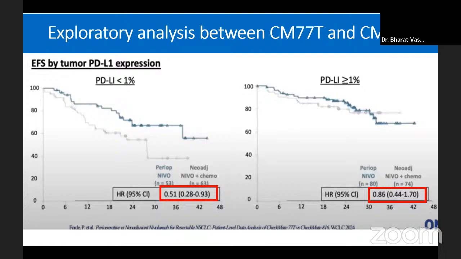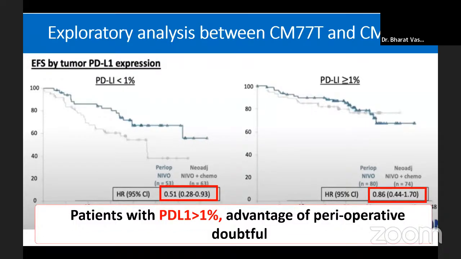Now, the only thing which actually was a surprise for me, but this is what the data says, is that if your PDL1 is more than 1, the quantum of benefit of giving post-op nivolumab is not much. So that was something that they tried to debate. So patient with a PDL1 of less than 1, you have to give it. But if your PDL1 is more than 1%, advantage of perioperative is doubtful. That was the only subset. I would be more interested in knowing what happens at more than 50% here. So probably in that patient, you may give only 3 doses of nivolumab in a pre-op setting.